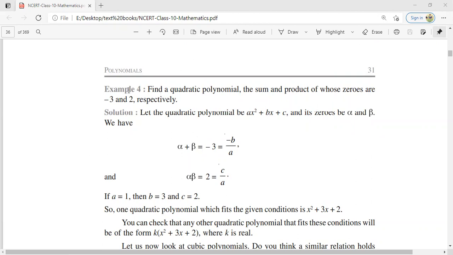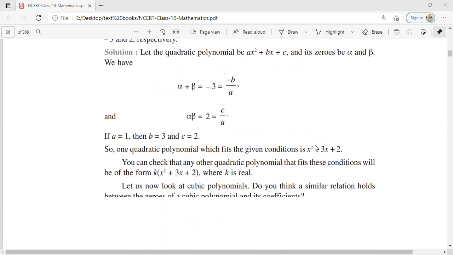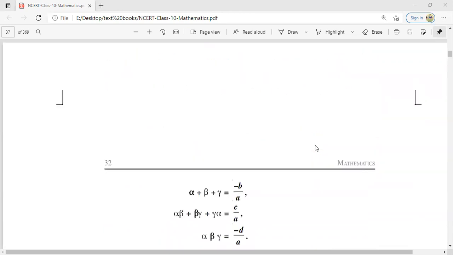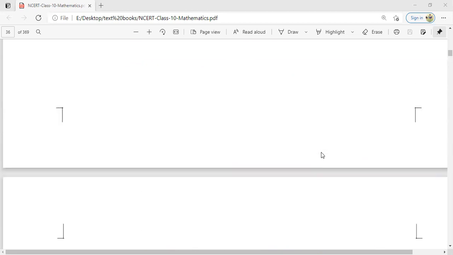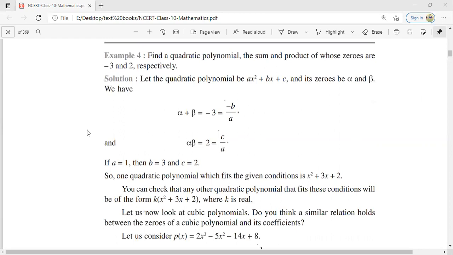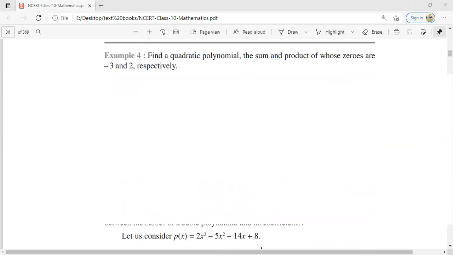Yes, this formula was left in the previous class. I will tell you. Actually, whenever zeros are given, how to make the polynomial, that was left in the previous class. So I'll tell you now. Whenever alpha and beta are given and we have to make the polynomial, there is a formula. We have to use a formula to make a polynomial with the given zeros.